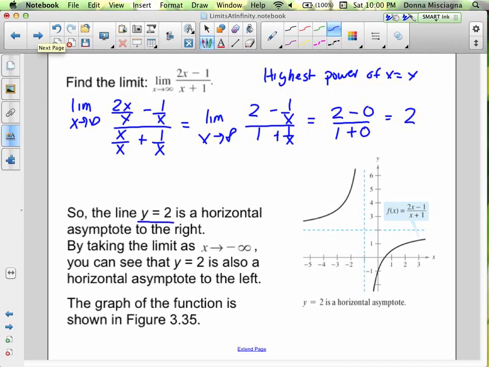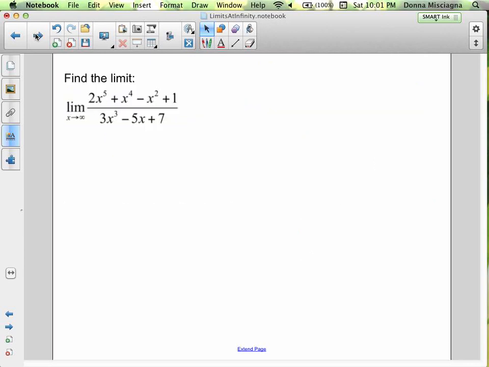By the way, by taking the limit as x approaches negative infinity, we would also get y equals 2. You have the exact same thing with just a negative on your infinity. Nothing else would change, because this is a horizontal asymptote to the left. I think it's one of our easiest topics so far. So let's find the limit. We're going to divide by the highest power of x.